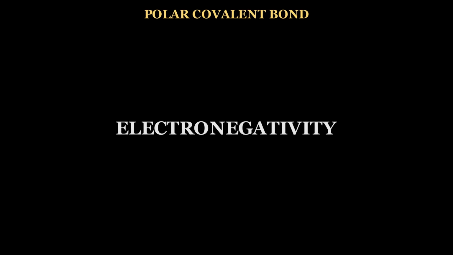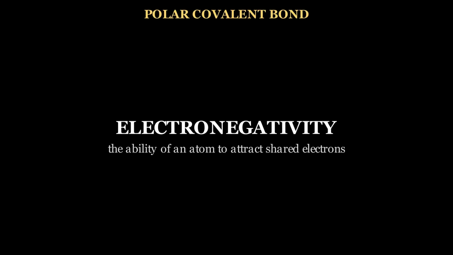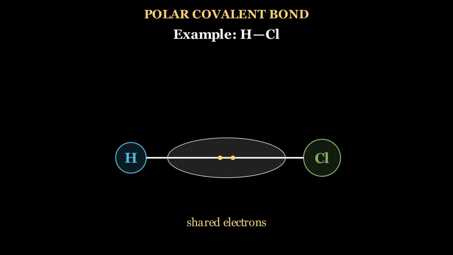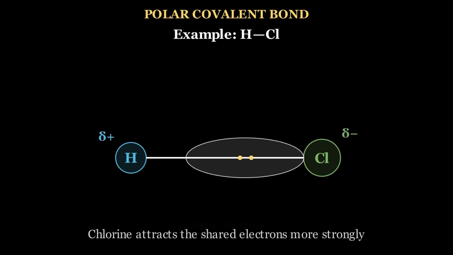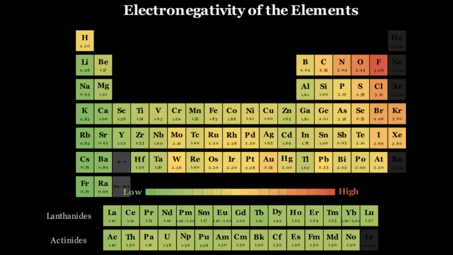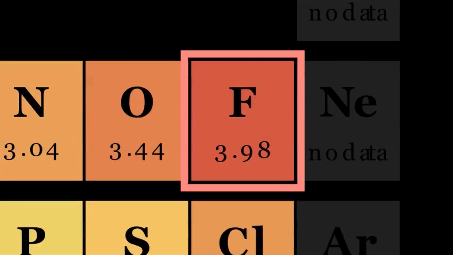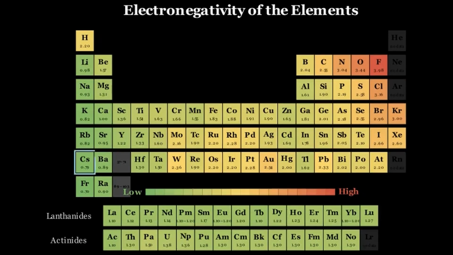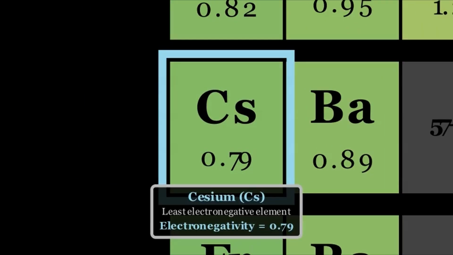To understand what these polar covalent bonds are, it's really important for us to know about electronegativity. On a very basic level, electronegativity is the ability of an atom to attract the electron which is being shared in the bond. Here you see the electronegativities of all the atoms in the periodic table. The most electronegative element is fluorine, and the least electronegative element is cesium.